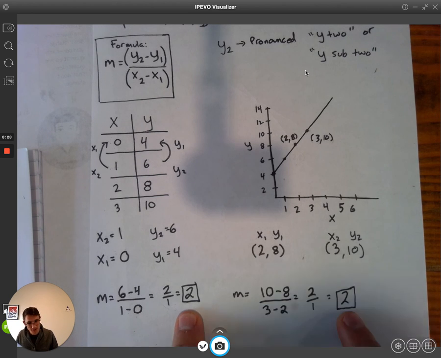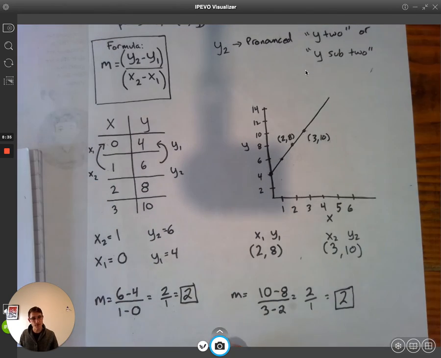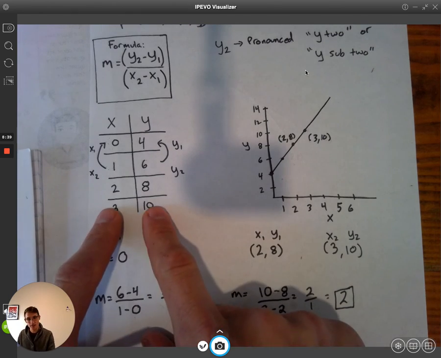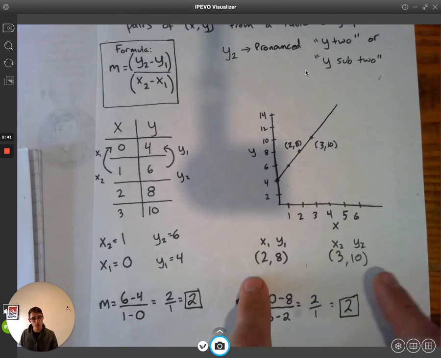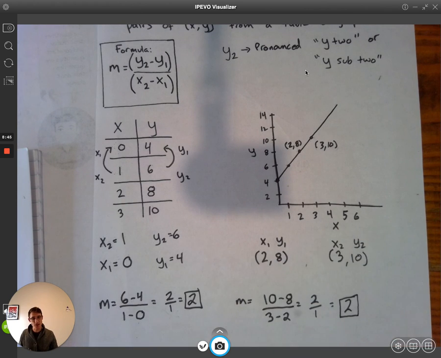Are we surprised these slopes are the same? Of course not, because it's the same data. It's the same line. It's the same slope. All right? So now you know by looking at data, by looking at a graph, or just by being given 2 random points on a line, you can just figure out what the slope is. All right? Good work.